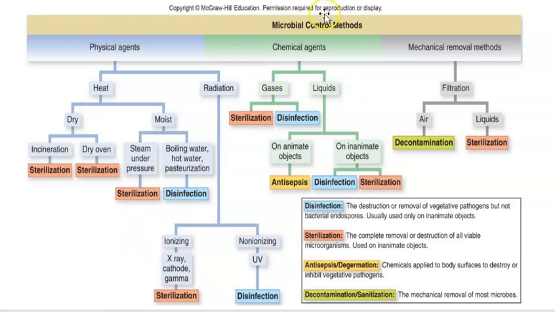We've got our chemical agents that are out there, and again, it could be antiseptics on living tissue or disinfectants that are being used on fomites. And then the last one we can see over here is these mechanical methods that can be used to remove the microbes or decrease the loads of them. And we'll take a look at this in some other videos.